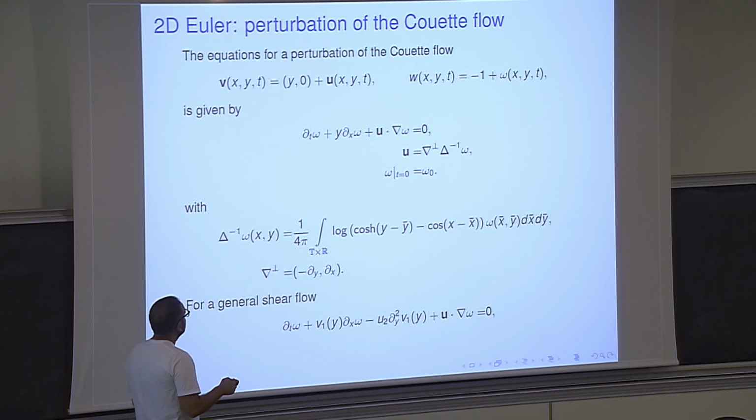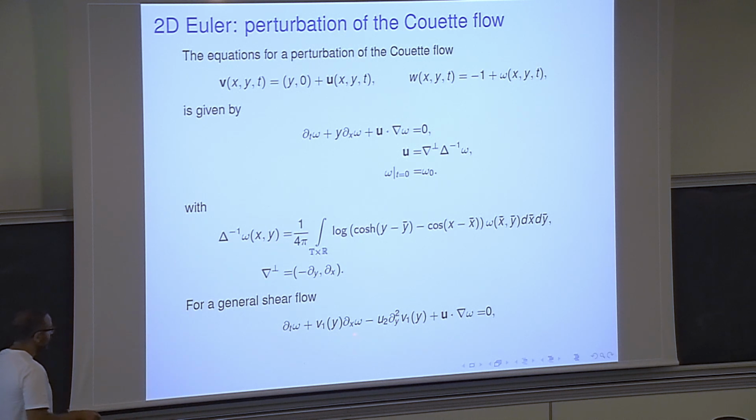Something that I would like to emphasize here is that the equation for the perturbation omega is a transport equation for a perturbation of the Couette flow, but it's not a transport equation if you consider a general shear flow, because for a general shear flow you have this term over here which breaks the transport character of the equation. Okay, this is going to be important in this talk.